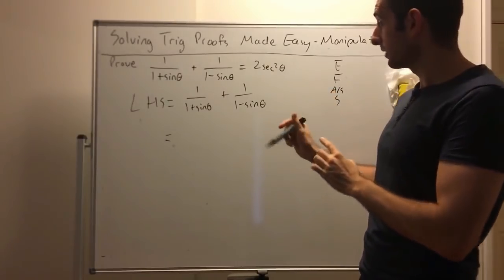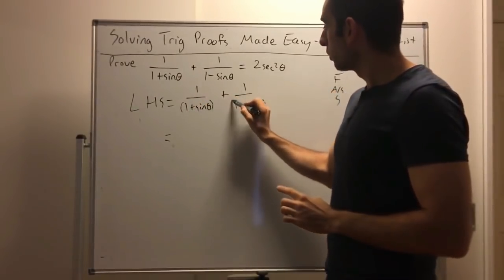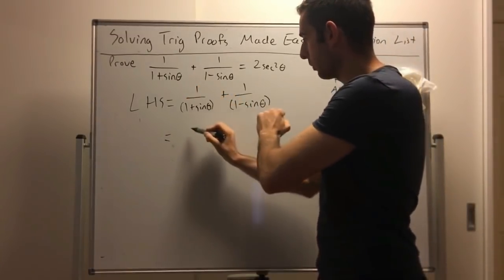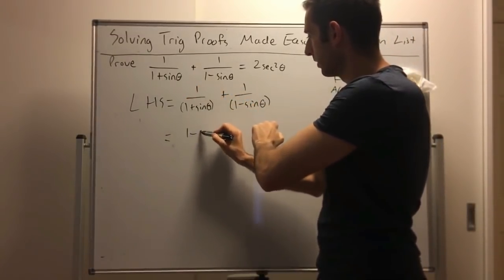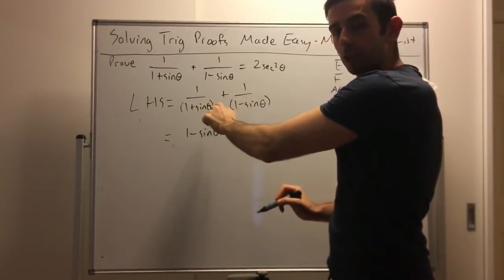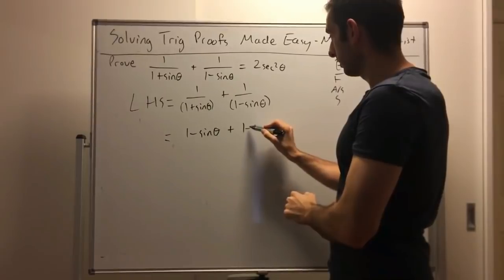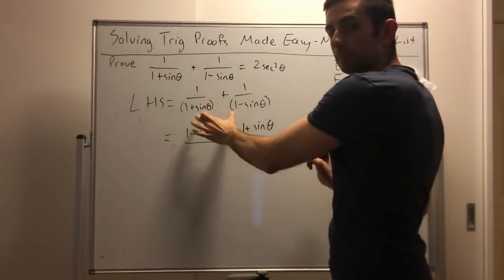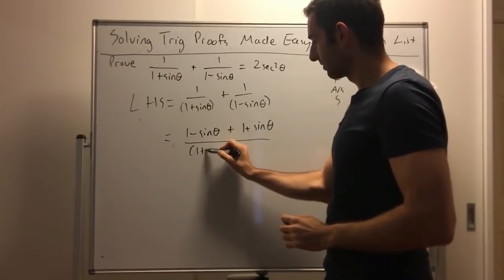So if we want to add fractions fast, what we do is we cross multiply. So we times numerator 1 with denominator 1. So 1 times that is just 1 minus sine theta, plus 1 times the other denominator, 1 plus sine theta. And on the bottom, we just times the denominators together in brackets.